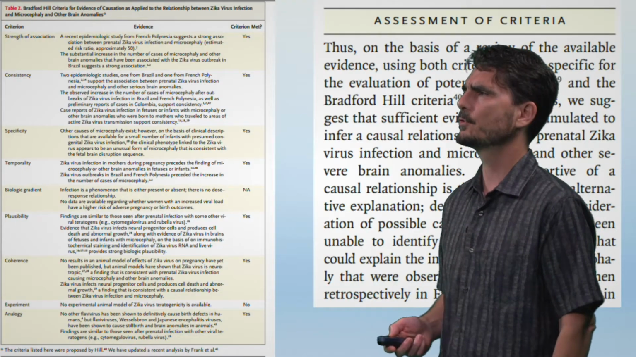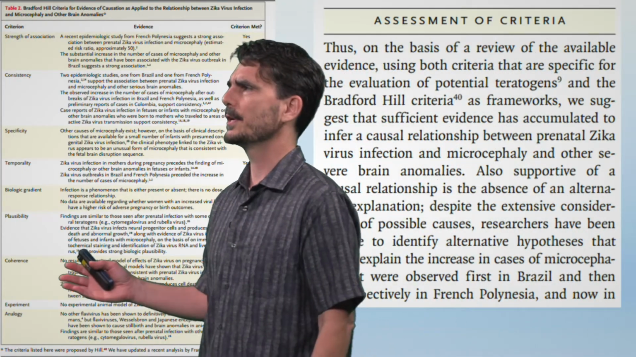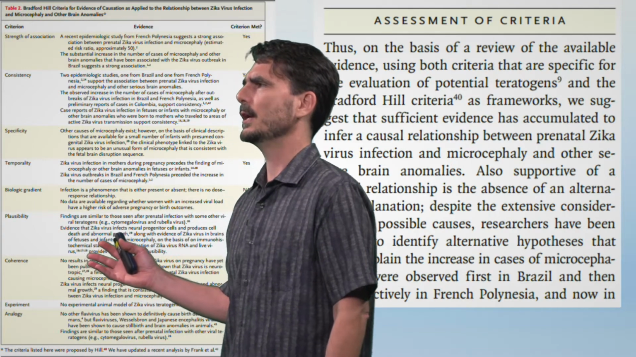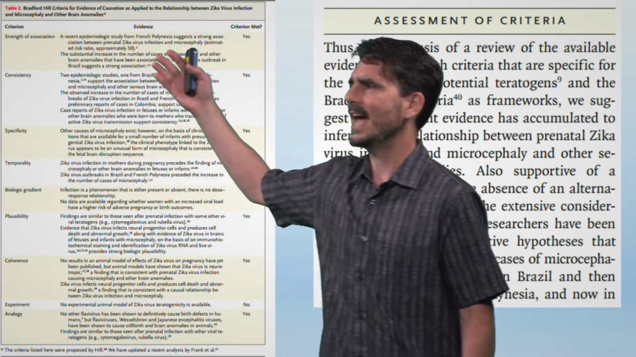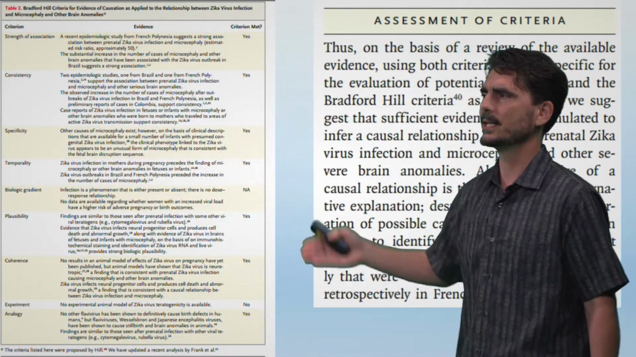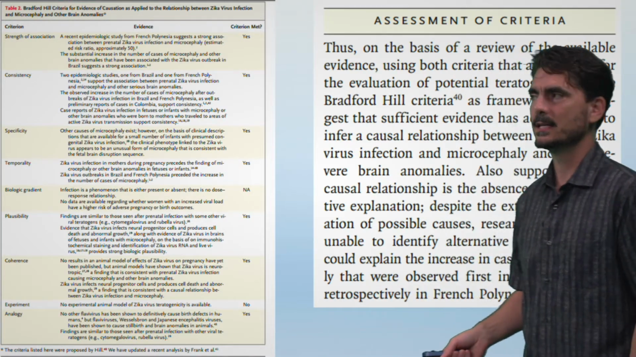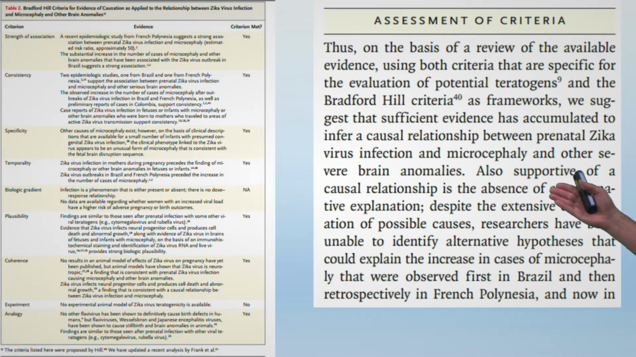And then there's another set of criteria. In this case, it's the Bradford-Hill criteria, and this is for evidence for causation. And so again, there's a variety of criteria. There's the evidence, which you can get into, and then was the criteria met? And you see that the predominance of evidence says yes. And so what the authors say then is that on the basis of the review of the available evidence, using both criteria as frameworks, we suggest that sufficient evidence is accumulated to infer a causal relationship, meaning a cause and effect, between prenatal Zika virus infection and microcephaly and other severe brain anomalies.